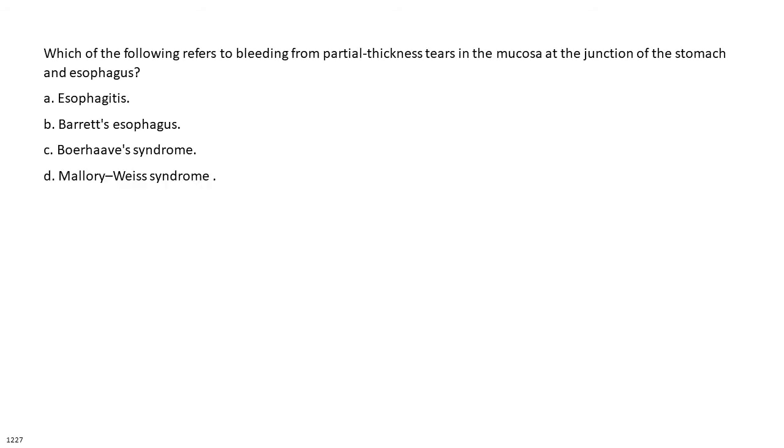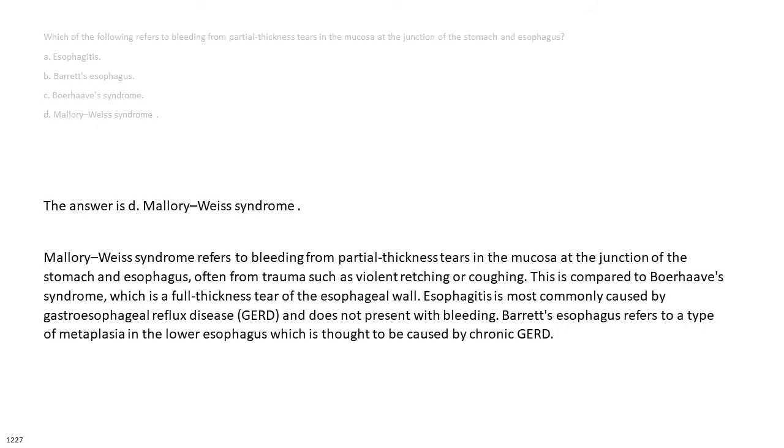Which of the following refers to bleeding from partial thickness tears in the mucosa at the junction of the stomach and esophagus? A. Esophagitis. B. Barrett's esophagus. C. Boerhaave syndrome. D. Mallory-Weiss syndrome. The answer is D. Mallory-Weiss syndrome.